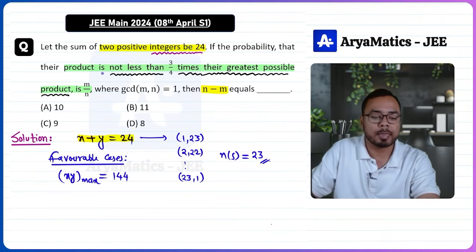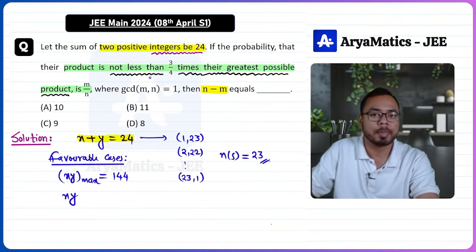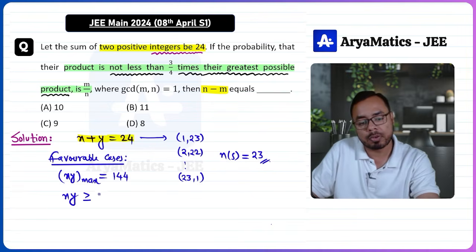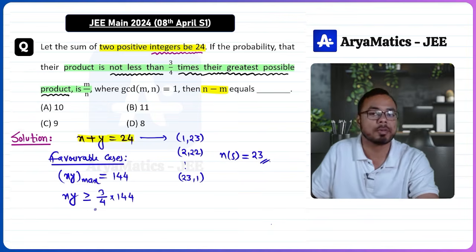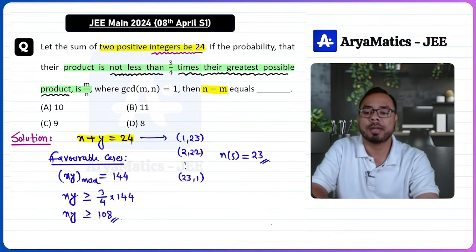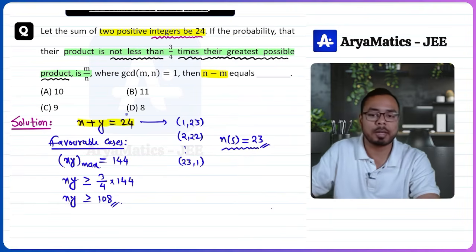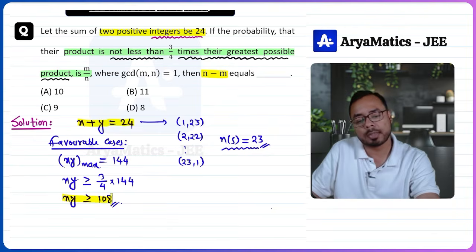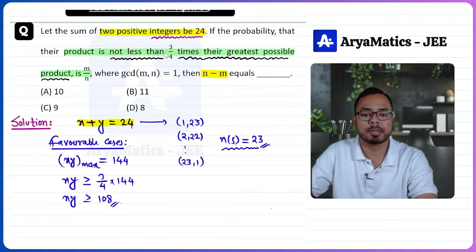Now here it is given that the favorable cases are those cases where the product of these two numbers, that means x into y, is not less than, that means greater than or equal to 3/4 of their greatest possible product. Greatest possible product is 144. So that means x into y must be greater than or equal to 36 into 3, so that will be 108. So now we have to count that out of these 23 different cases, how many cases are there where x into y is either 108 or greater than 108. Those are the favorable cases, right?